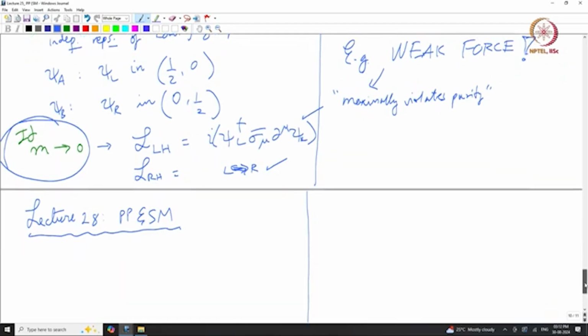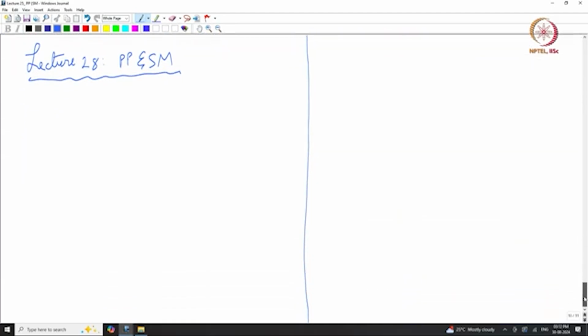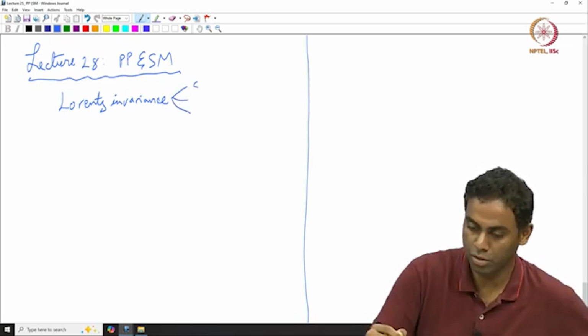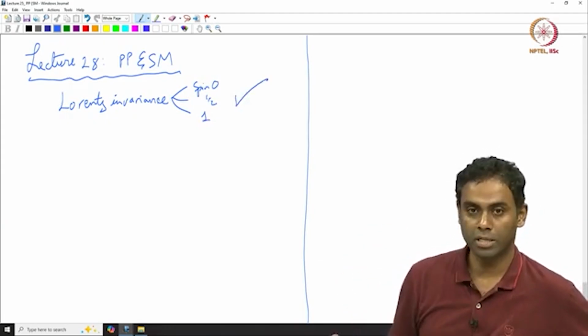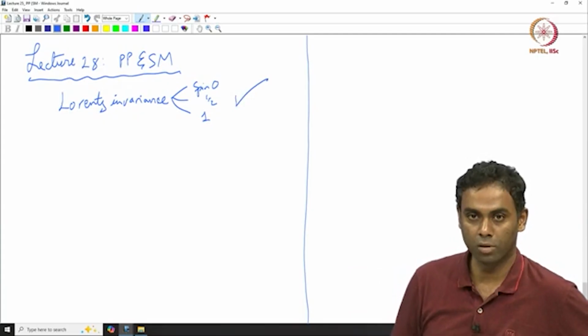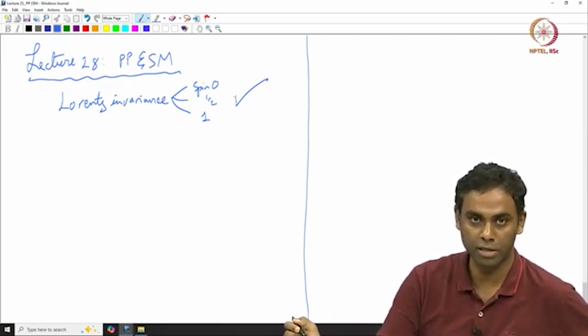Okay, good. So we have dealt with various representations of Lorentz invariance. That is indeed the first step to understanding what the Standard Model is made of. So we saw spin 0, half and 1, probably not in that order, but now we understand how to construct Lorentz invariant theories in quantum field theory, embedding the correct degrees of freedom in the correct fields.